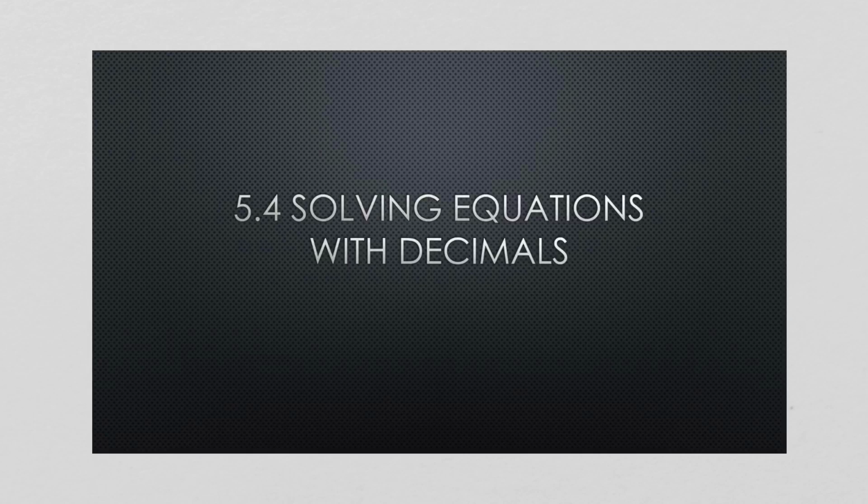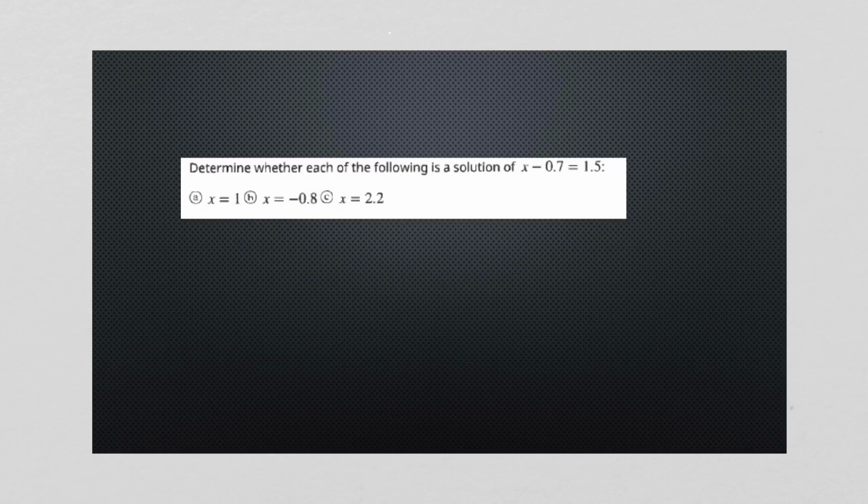So let's solve equations that involve decimals. Anytime you want to determine whether something is a solution of an equation, you want to put that value in where you see that variable. So on part A, if I want to know if x equals 1 is a solution, then I want to put 1 in where I see x. So I'm going to substitute that in.